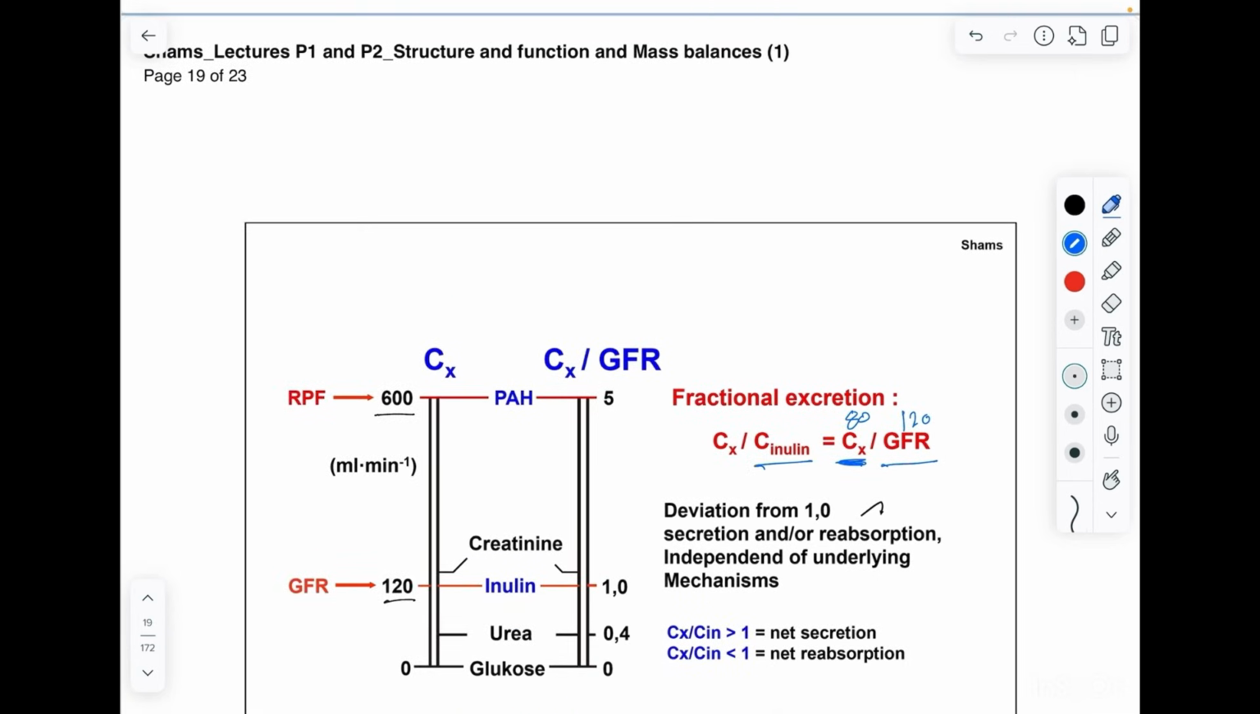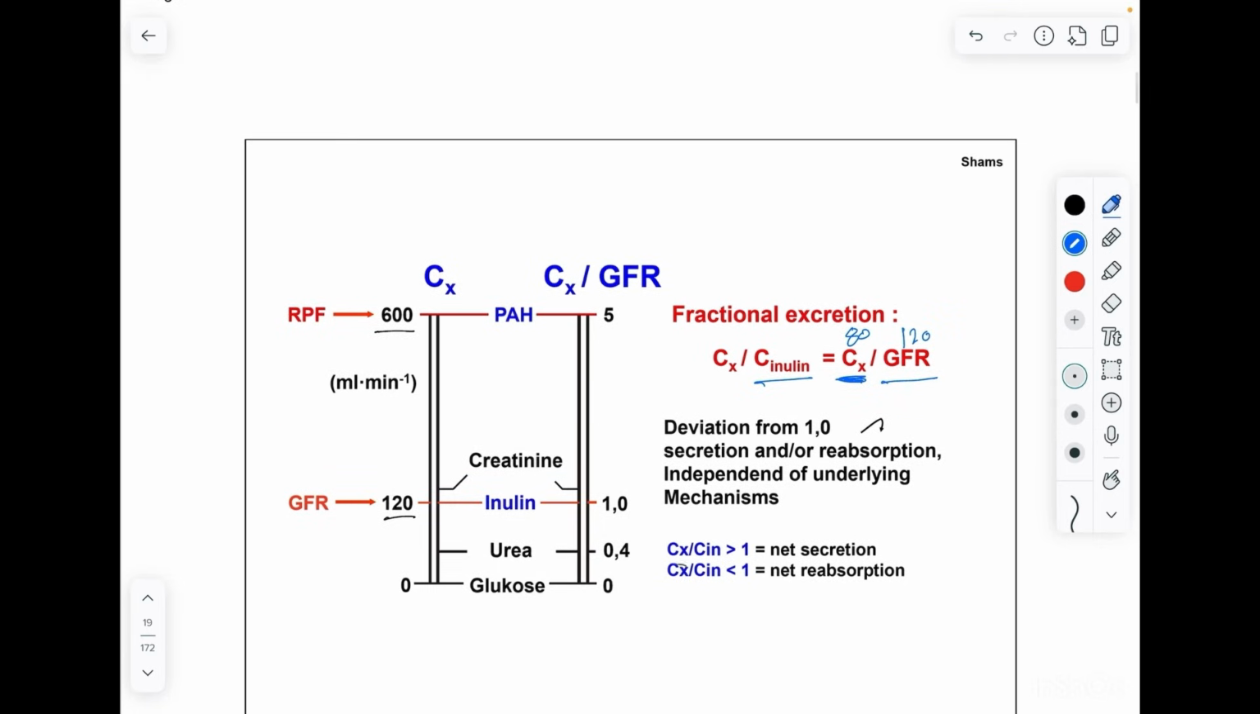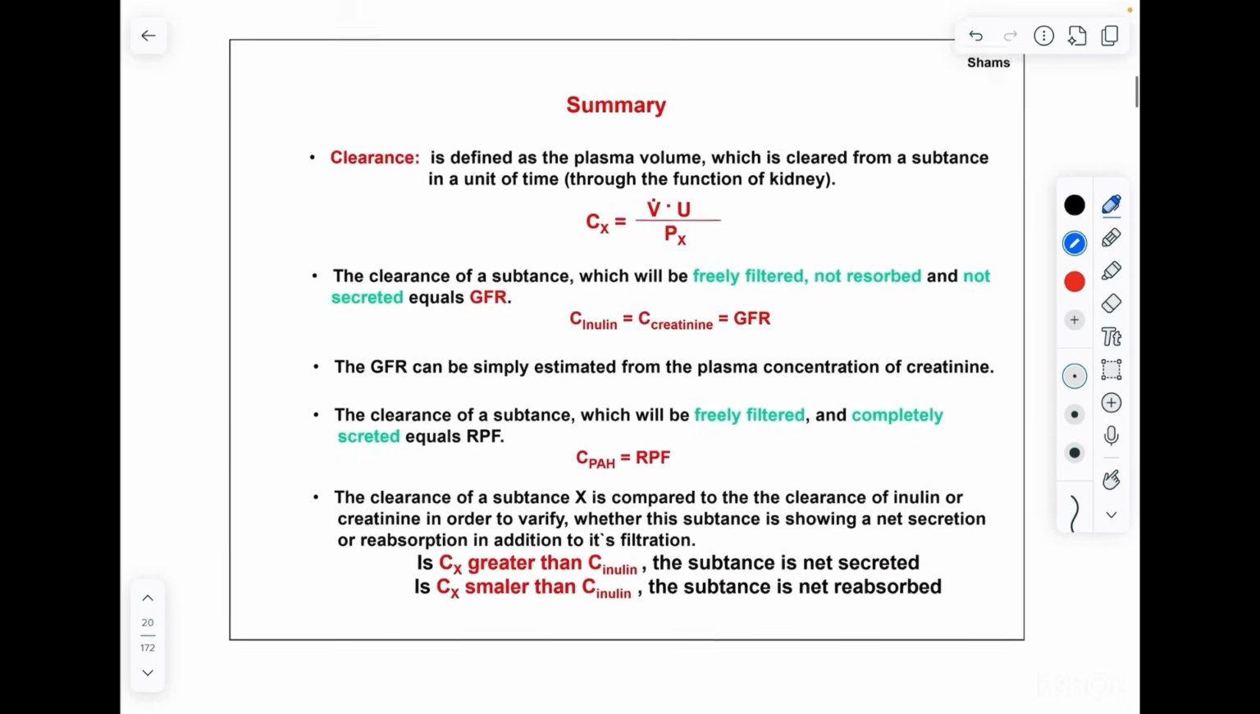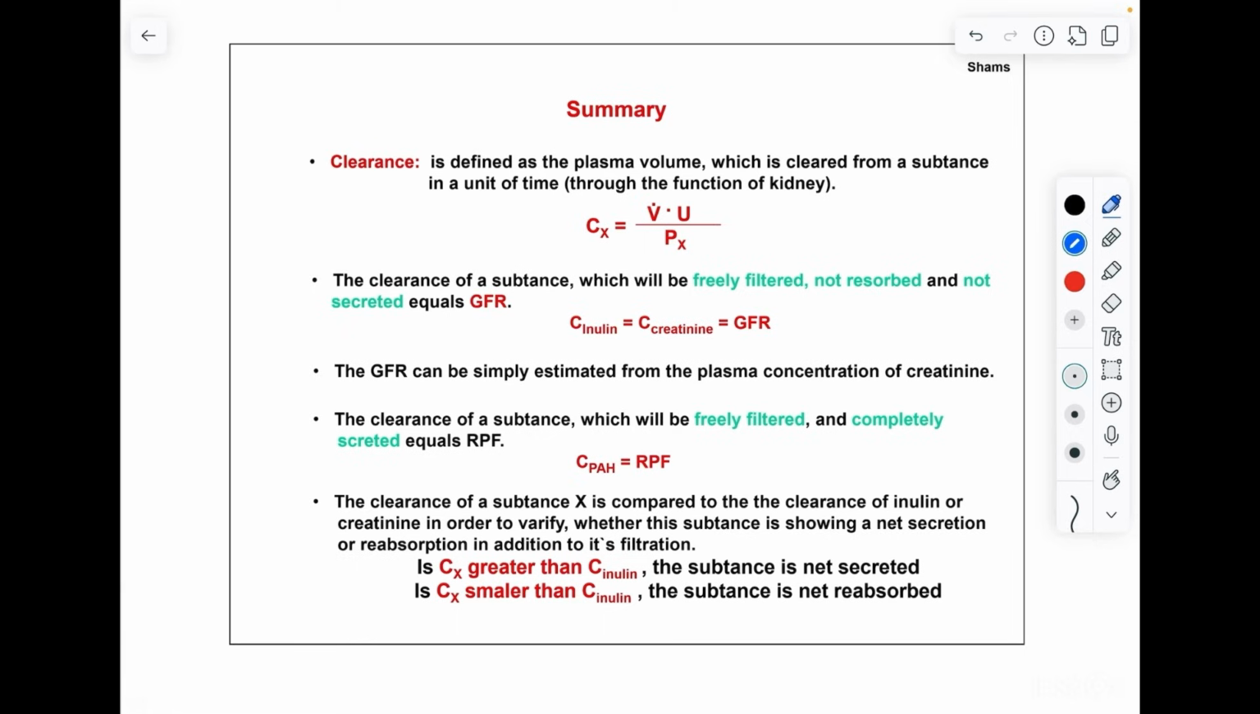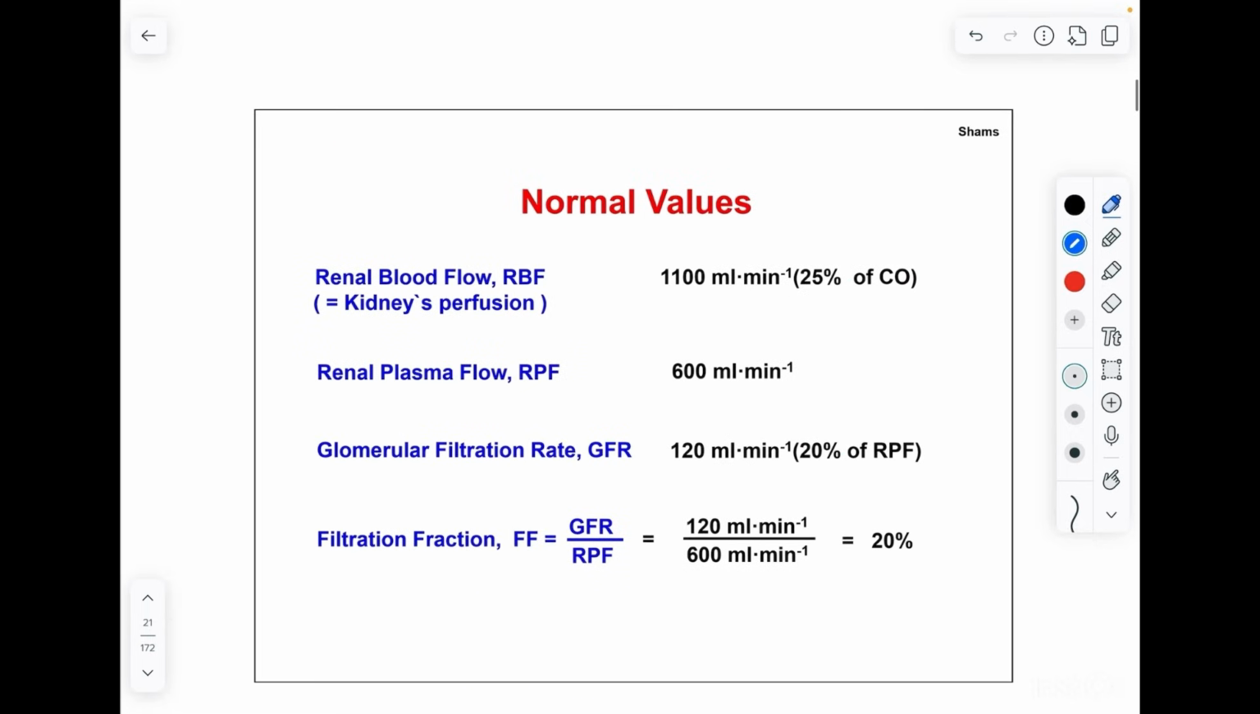And we could use inulin instead of GFR. Why? Because as we said before, clearance of inulin is equal to GFR because it's neither secreted nor reabsorbed. And yeah, that's it. If it's more than 1, which means the clearance is more than GFR, so it's secreted. If it's less than 1, then that means the clearance is less than GFR, so it's reabsorbed. That's a summary slide that says all of what we just did.